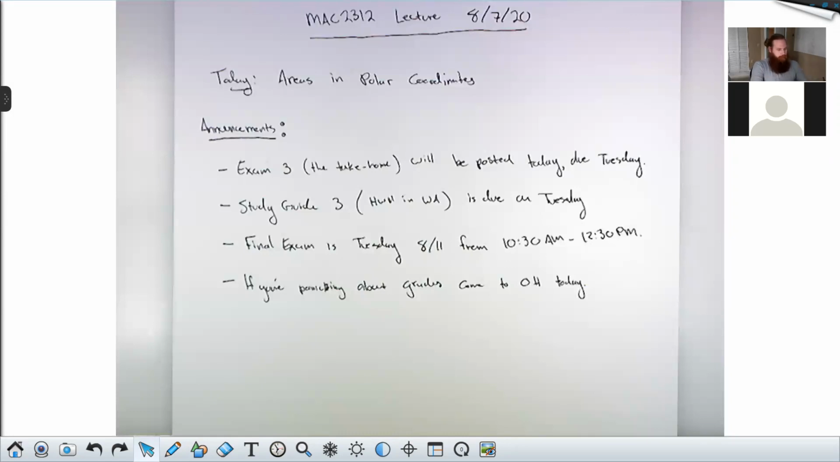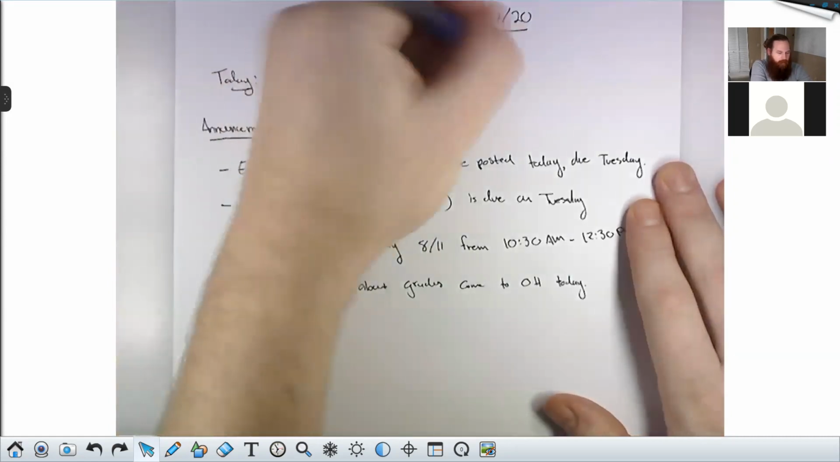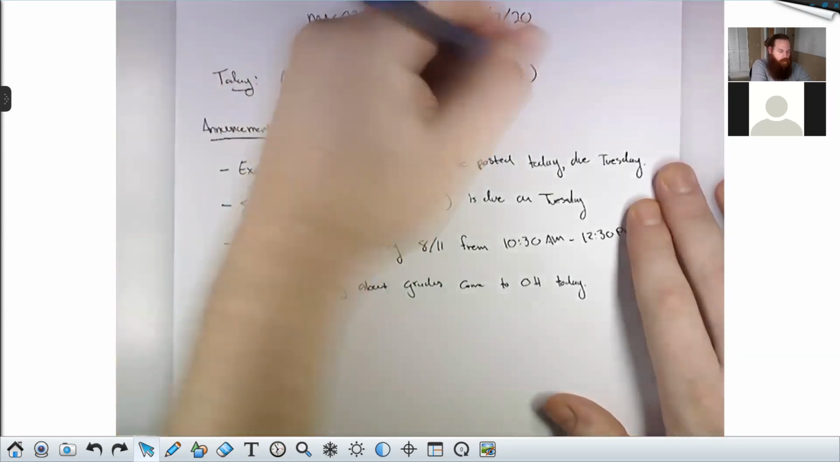Okay, so areas and polar coordinates. This is section 10.4.